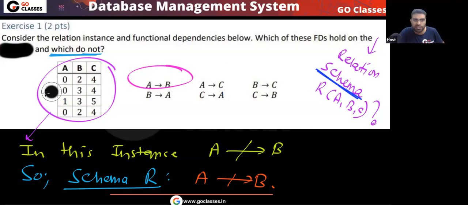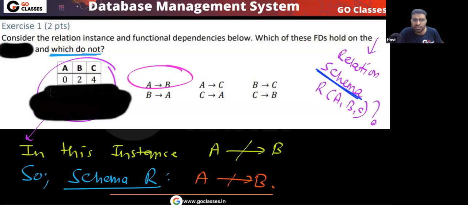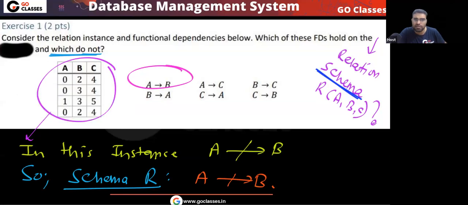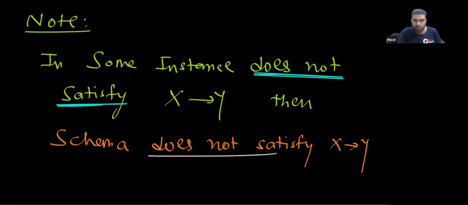For example, let's assume you have this type of instance. You can say this instance will satisfy. Yes or no? This instance will satisfy. Okay. Anyway, I hope you understood all these points.